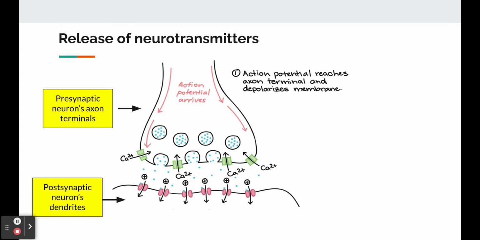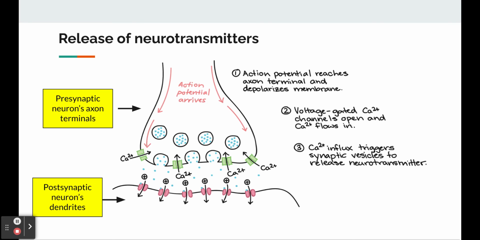Now, when an action potential arrives at the axon terminal, the change in membrane potential triggers a specific set of ion channels to open. As a result, calcium ions flow into the cell, and they bind to vesicles or packages that contain signaling molecules called neurotransmitters. These vesicles then move and fuse with the cell membrane at the axon, ultimately emptying their contents into the synapse.